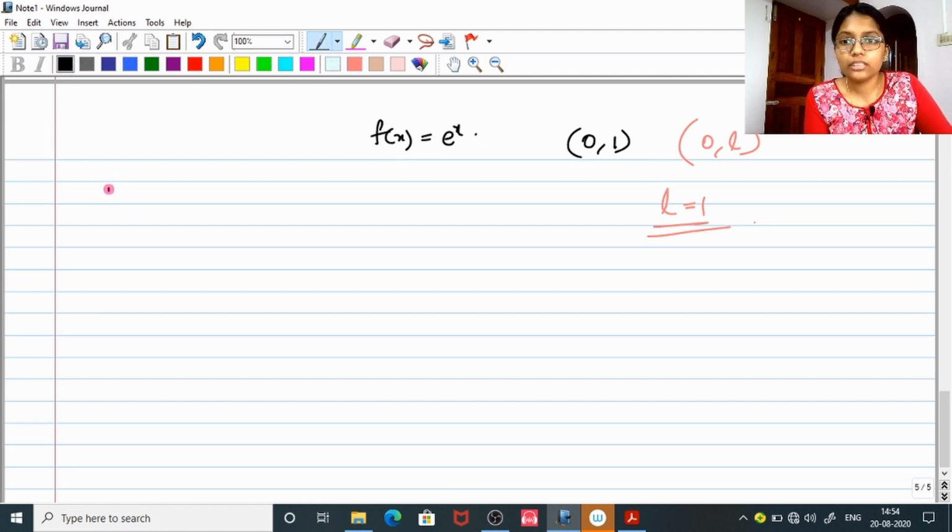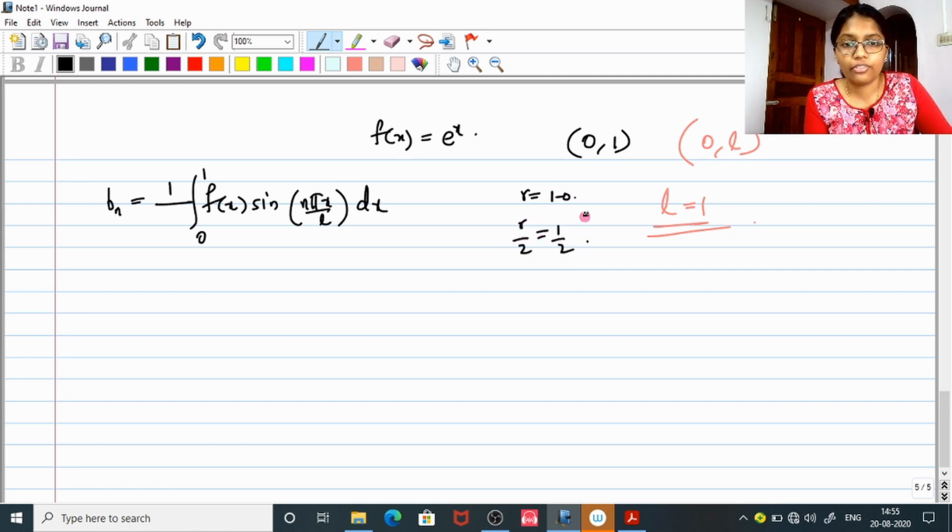Sine series means you just need to find the value of Bn. Bn is equal to integral of f of x sine n pi x by L this time. Why? Because we are dealing with sine series. And here the limit is 0 to 1. So here it becomes 1 divided by range by 2. Range is 1 minus 0.